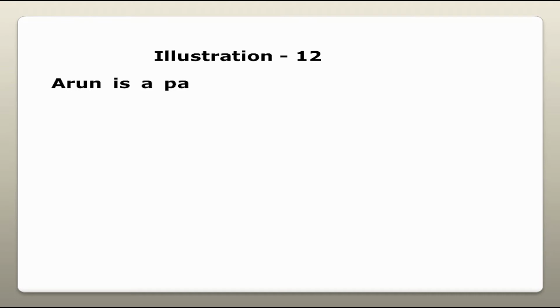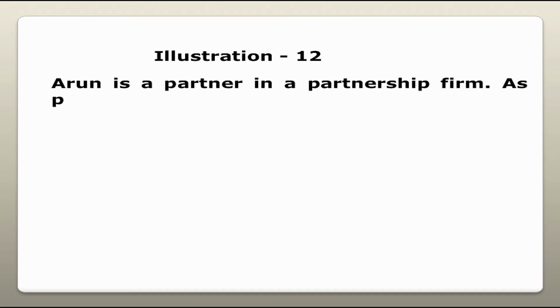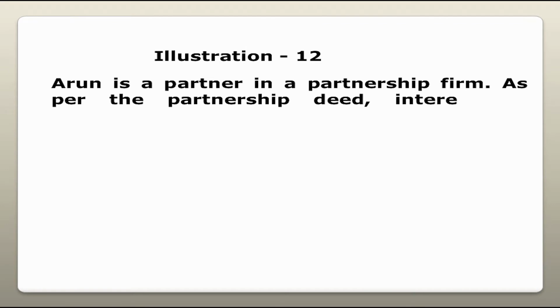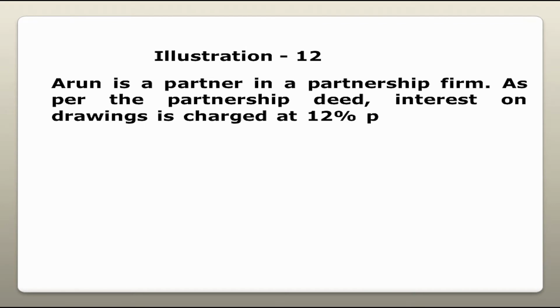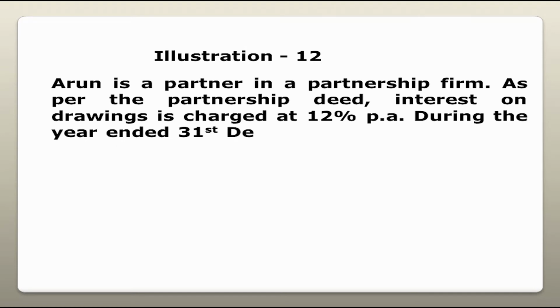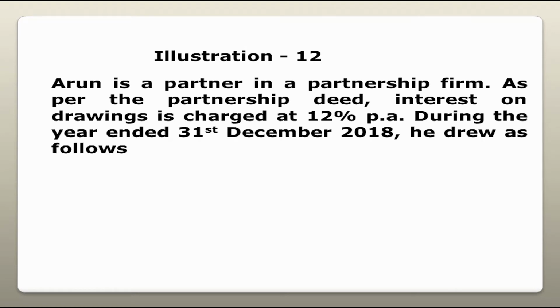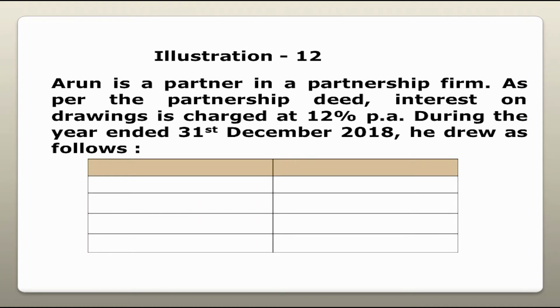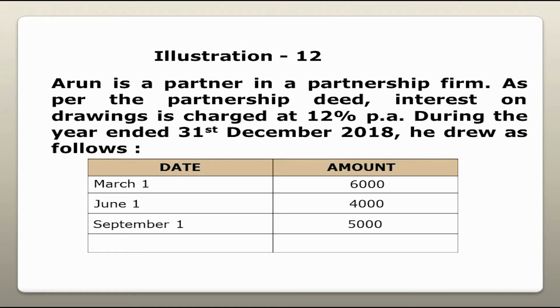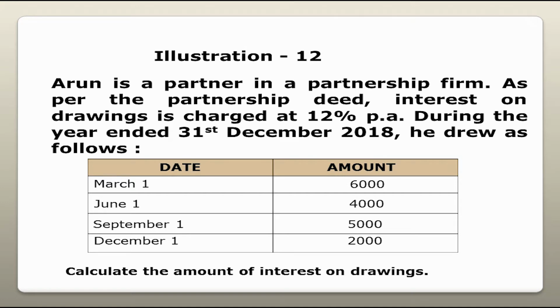Illustration 12. Arun is a partner in a partnership firm. As per the partnership deed, interest on drawings is charged at 12% per annum. During the year ended 31st December 2018, he drew as follows. Now there's a chart given, date and amount. March 1, the amount withdrawn is 6,000. June 1, 4,000. September 1, 5,000. December 1, 2,000. They've asked us to calculate the amount of interest on drawings.